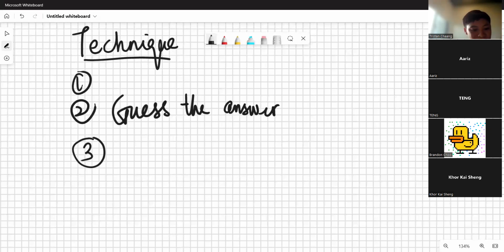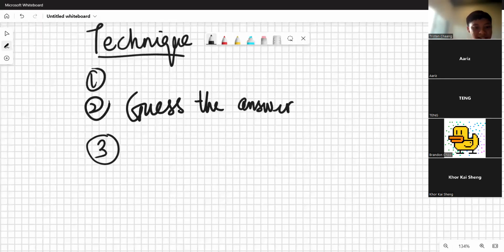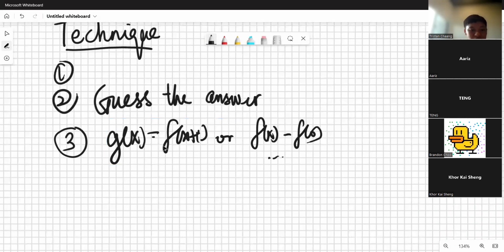Okay, so anyway, the third technique is making substitutions like g(x) equals f(x) plus 1, or anything related. Or let's say f(x) minus f(0), or something. So you want to transform it to some other new function that will probably simplify the functional equation.